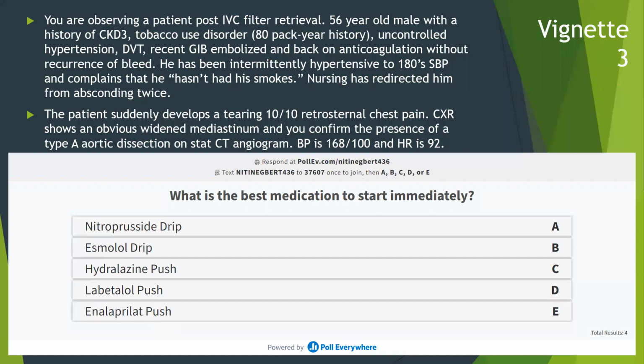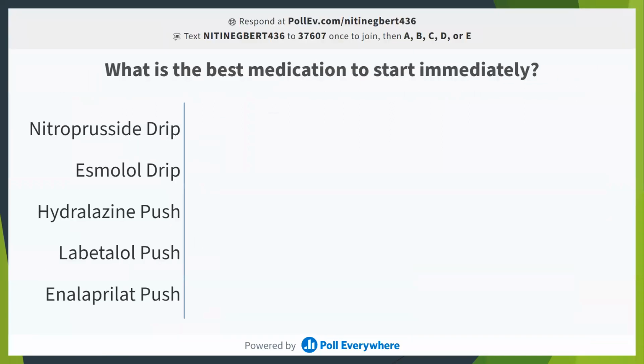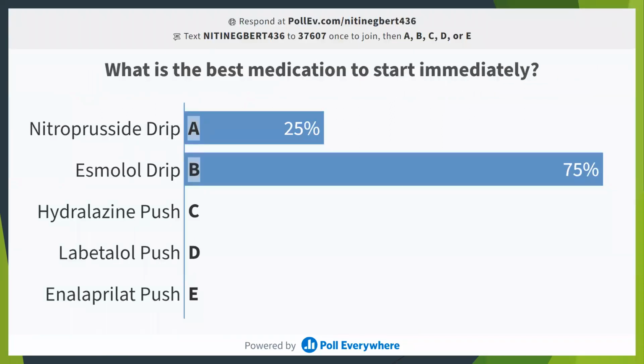All right, got 4 results in. Your hint here is, remember, you're not just controlling one vital sign. You actually have 2 vital signs to control in an aortic dissection. All right, we're coming up on a minute, so I'm going to go ahead and see what people are saying. And we have nitroprusside drip and esmolol drip. Most people voted for esmolol drip. That would be my first choice of what to start.